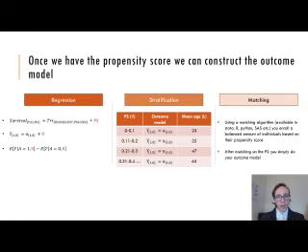Another method that's commonly used is stratification. Basically, we take the propensity score, divide it into quintiles or deciles, and we look at the outcome within each strata. In addition to looking at the outcome within each strata, the beauty of stratification is that we can look at the characteristics of the individuals within the strata.